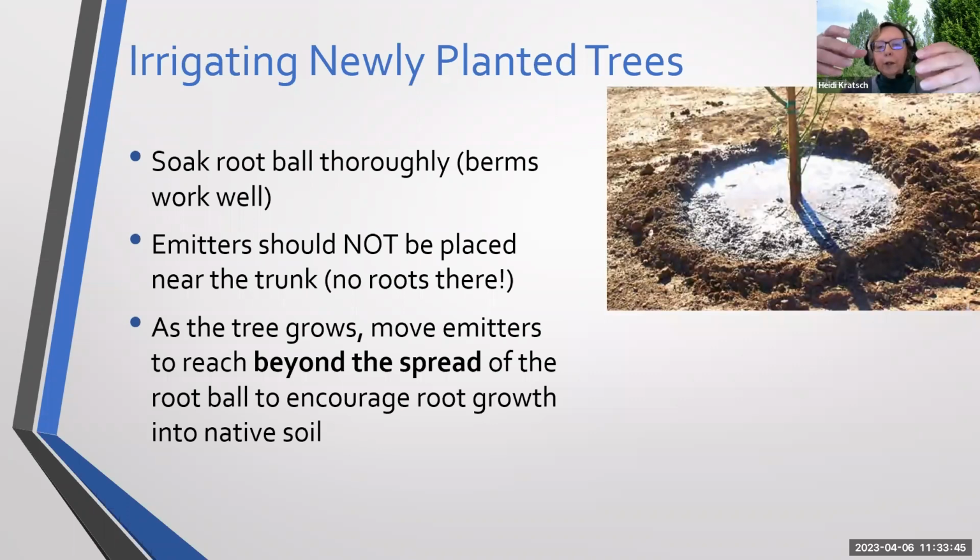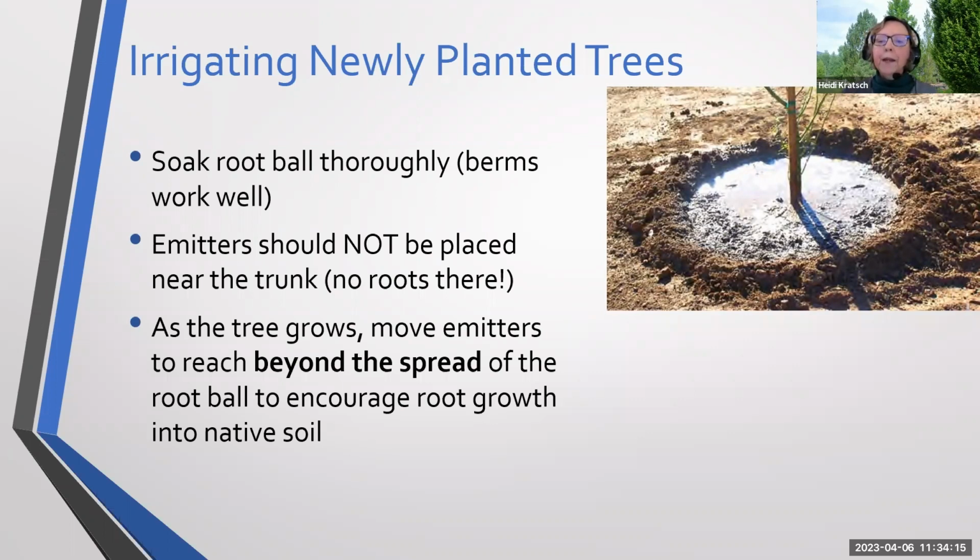Berms are just a buildup of soil around the root ball, usually a little bit beyond the root ball, actually, so that you can get the entire root ball completely soaked in the area just beyond the root ball of your newly planted tree. And you want to continue to refill the water in that berm as it dries out. You don't ever want the root ball to dry out during this process.